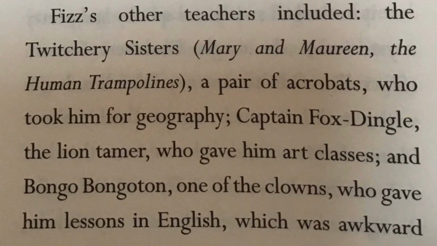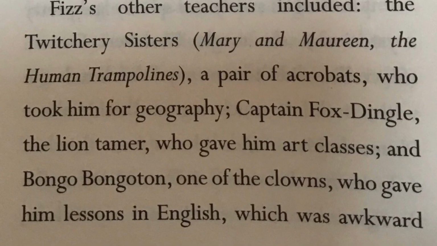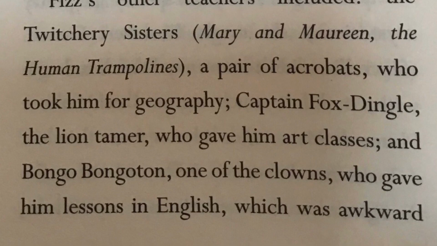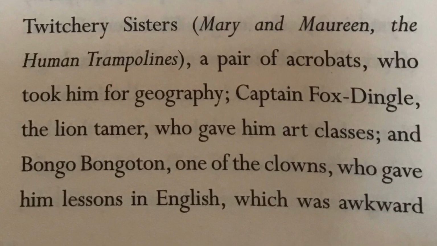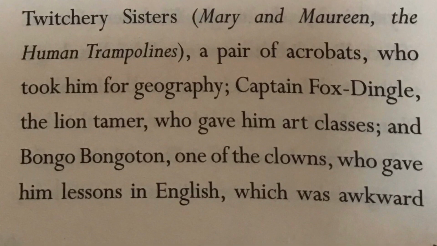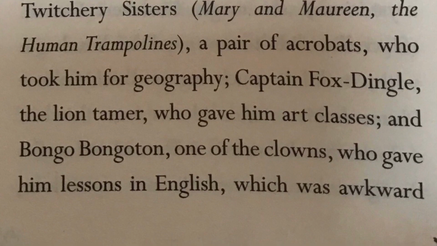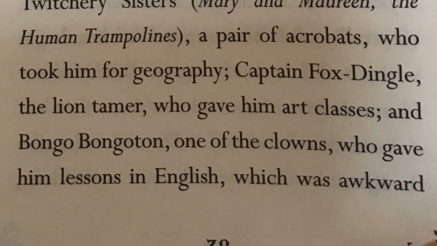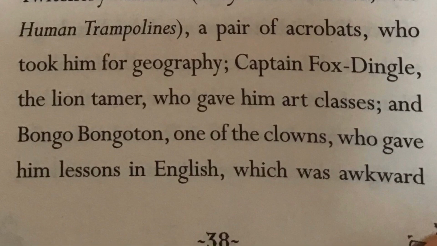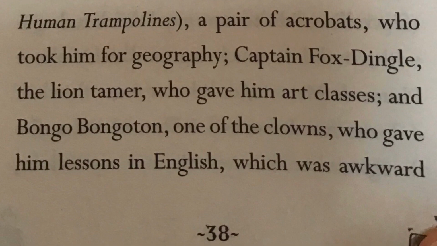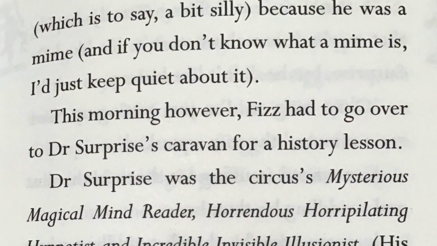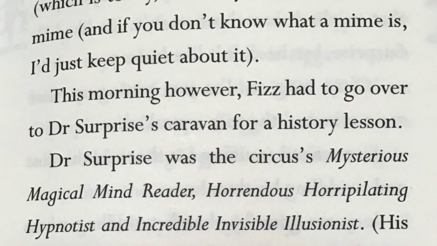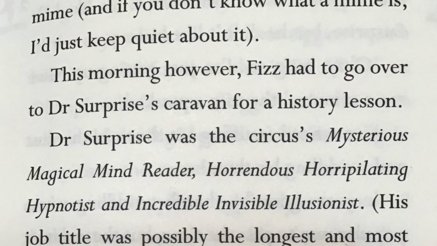Fizz's other teachers included the Twitchery sisters, Mary and Maureen, the human trampolines, a pair of acrobats who took him for geography, Captain Foxdingle, the lion tamer, who gave him art classes, and Bongo Bongerton, one of the clowns, who gave him lessons in English, which was awkward, which is to say a bit silly, because it was a mime. And if you don't know what a mime is, I just keep quiet about it.